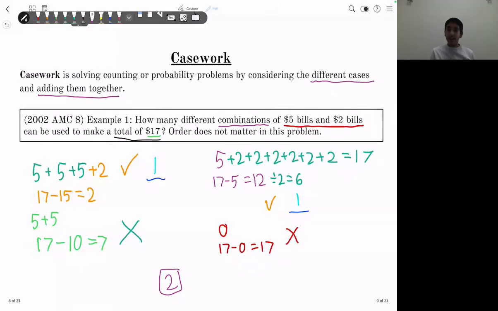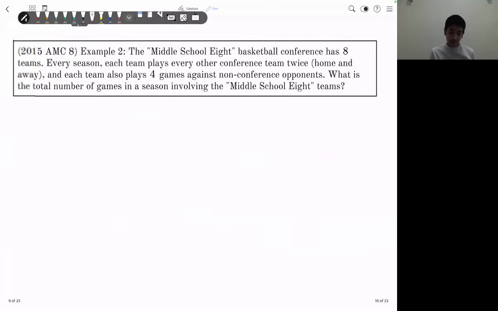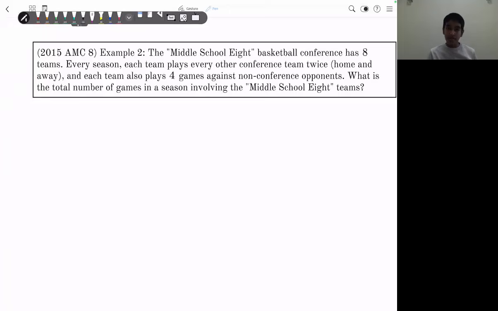So make sure you understand this, and if you have any questions, you can either ask them directly or type it in the chat. Make sure you understand the part about how we can take it in different cases by the number of $5 bills. Okay, then I'm going to move on to make sure you understand how exactly we just broke it up into different cases. And we're going to use the same exact strategy for another AMC 8 problem.